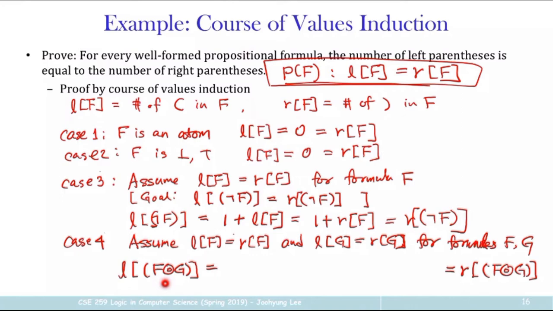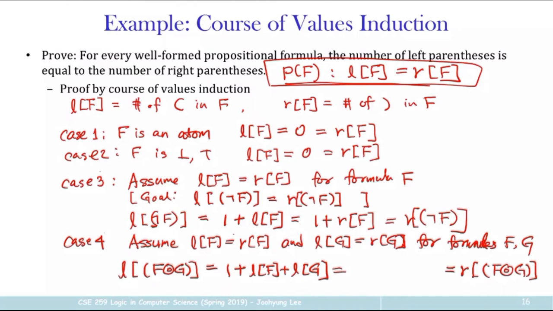Use the thing that you know, like the previous case. One plus the number of left parentheses in F plus the number of left parentheses in G. So using the notation, we can say that this is 1 plus L of F plus L of G, right? I don't need to know the exact number, because L of F encapsulates all the number of left parentheses in F. So this is the first left parenthesis, and whatever the number, let's say M, plus whatever the number N, that's what I write here.